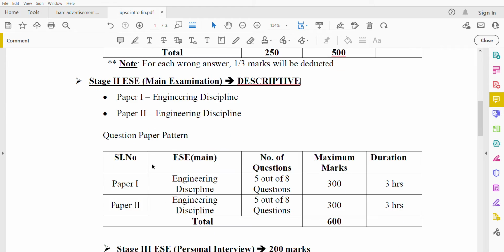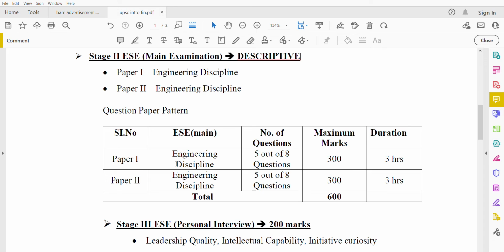The question paper pattern for the main examination is 5 out of 8 questions for each paper. 8 questions will be given and we have to attend 5 questions. Out of these 8 questions, the marks allocated will not be equal. They will allocate the marks based on the nature of the question. So the total marks is 300 for the 5 questions.